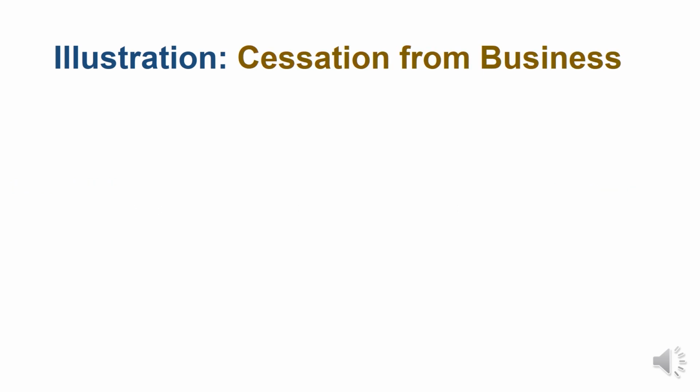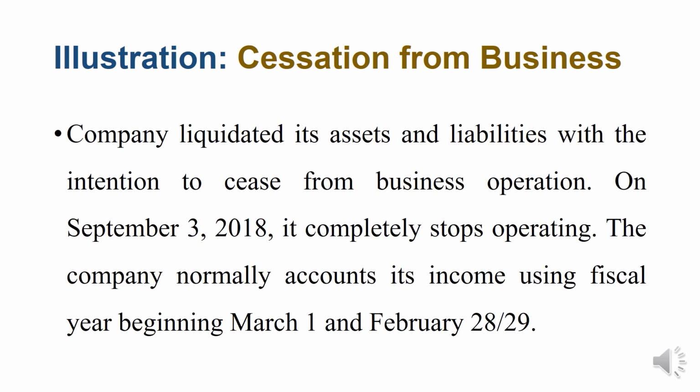Now, how about cessation from business? When we say cessation, meaning the stop or stopping from doing business. For example, company liquidated its assets and liabilities with the intention to cease from business operation. On September 3, 2018, it completely stops operating. The company normally accounts its income using fiscal year, beginning March 1 and February 28 or 29.